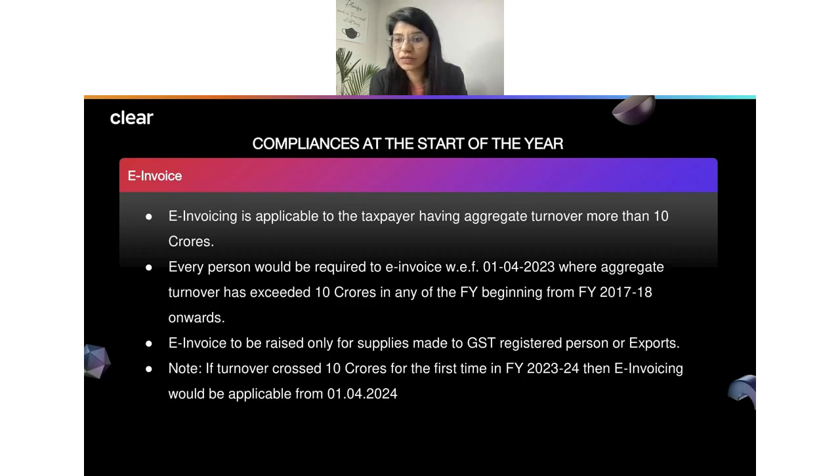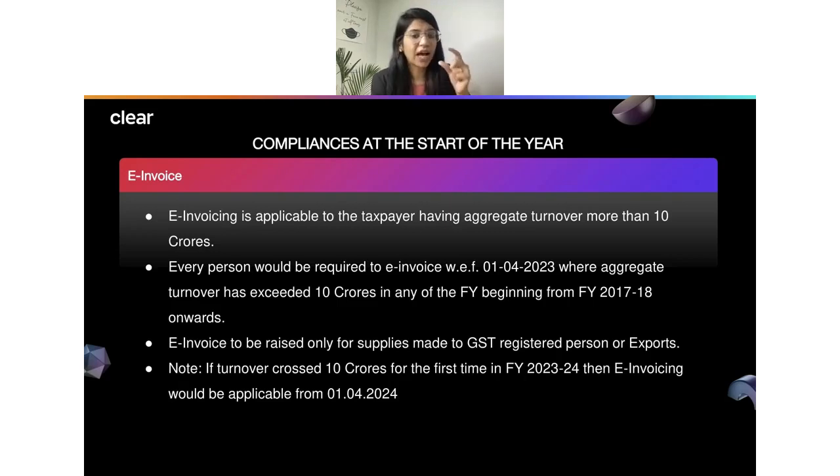Now, another question is from Venkata Sai, who is asking, my exempted turnover is 12 crore and taxable turnover is 2 crore, whether this invoicing is applicable or not. So here, since your total turnover, as I told you, you always have to check your aggregate turnover. And aggregate turnover includes your exempted supplies also. Since your total turnover exceeded the limit of 10 crore, in that particular case, invoicing becomes applicable to you. So you have to generate the IRN number.